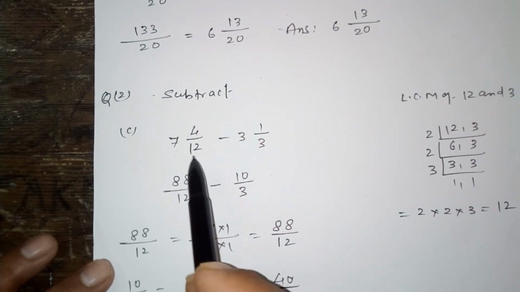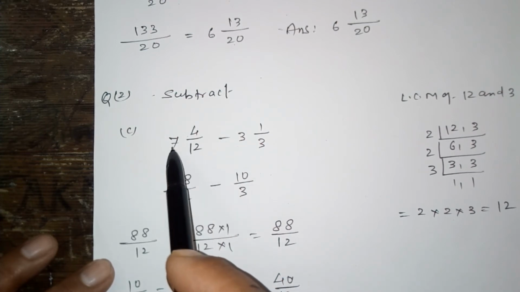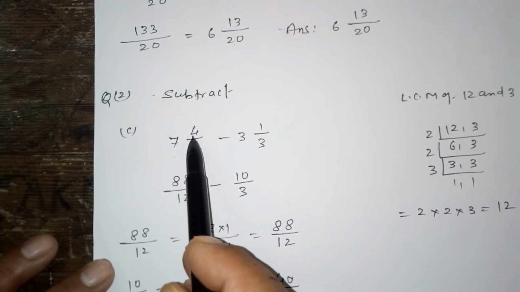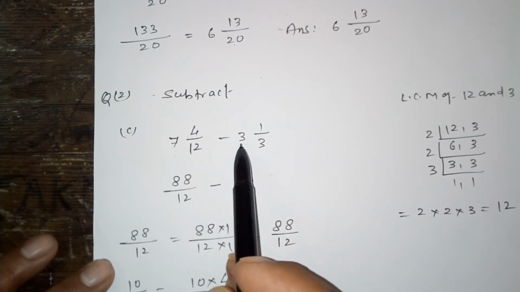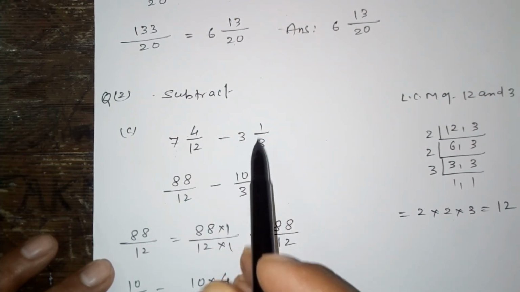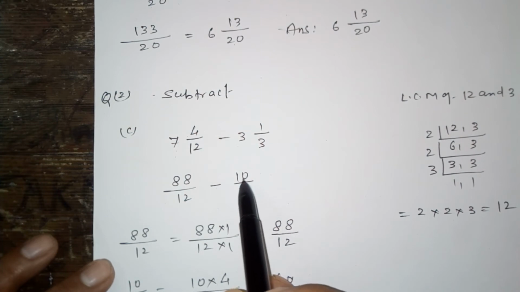How? Look here. 12 7s are 84. 84 plus 4 will give you 88. So 88 upon 12 minus, 3 3s are 9 plus 1 will give you 10, so 10 upon 3.